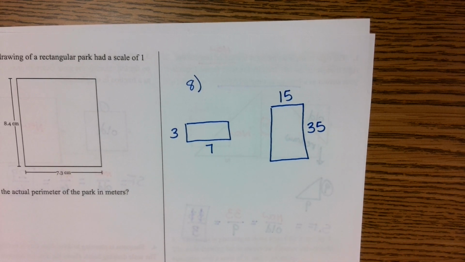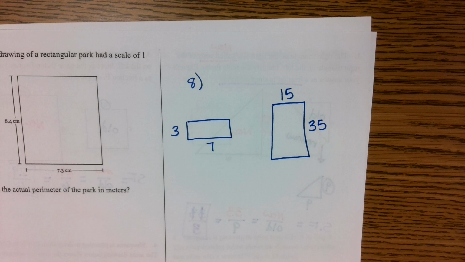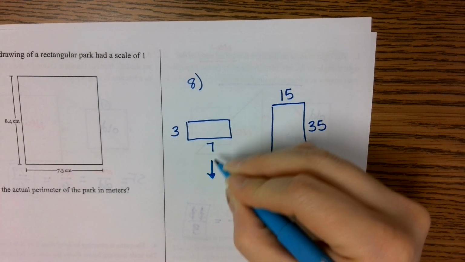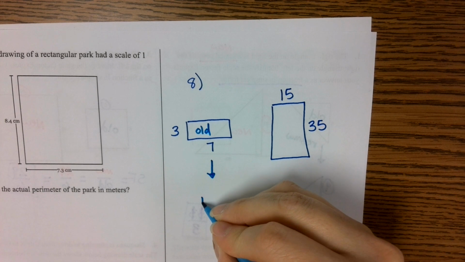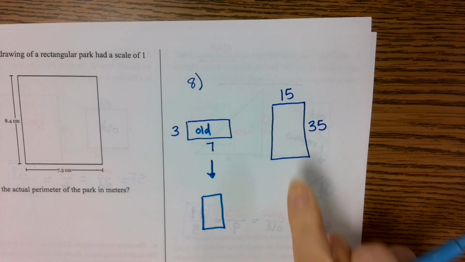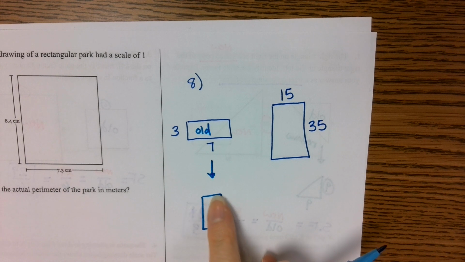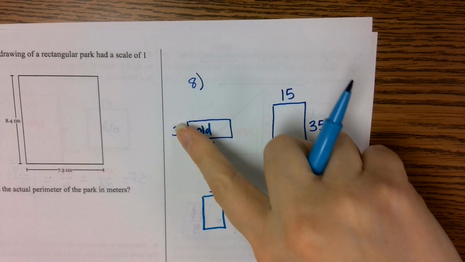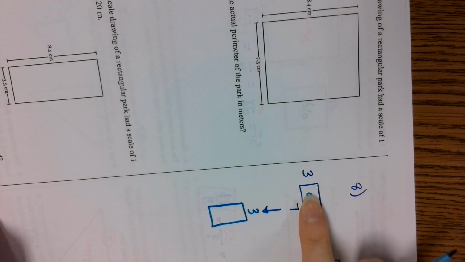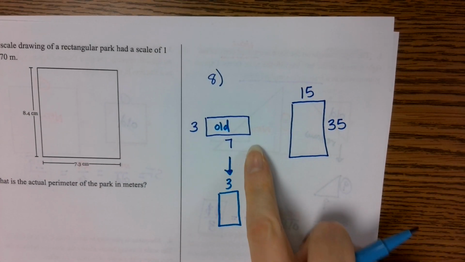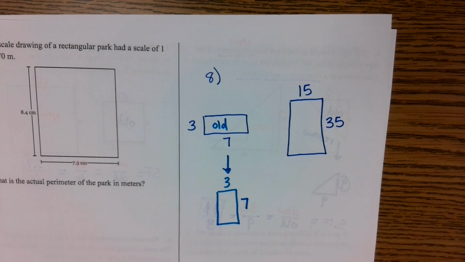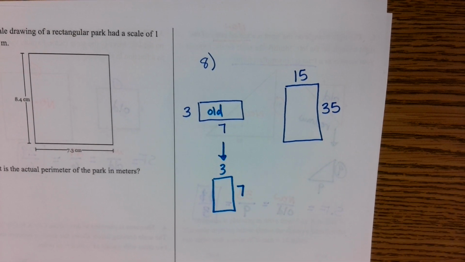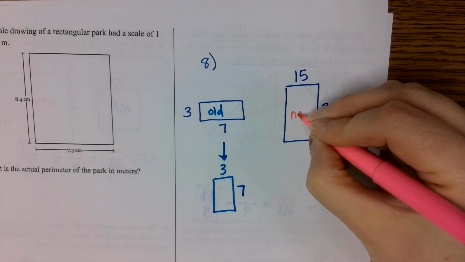So the first thing that I need to do is rotate one of my drawings. Does it matter which one I rotate? No. I'm just going to go ahead and rotate this old one. This was my old. I'm going to rotate it so that they are facing the same direction. The top measurement is now what? What is the top measurement? 3. Okay, when I rotate it, the 3 now becomes the top. The 7 now becomes the side. Does everybody understand how that rotation works? Okay, and then our new just stays the same.